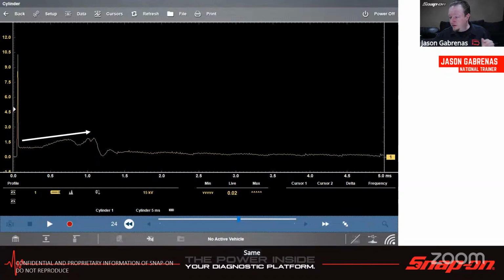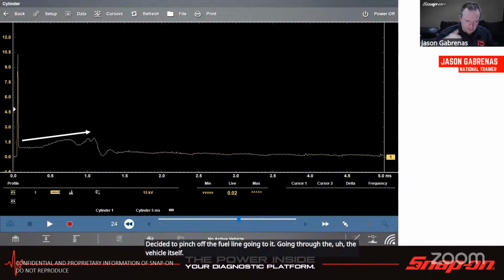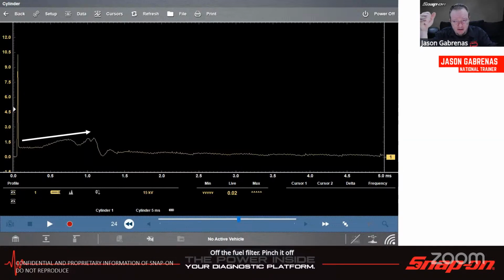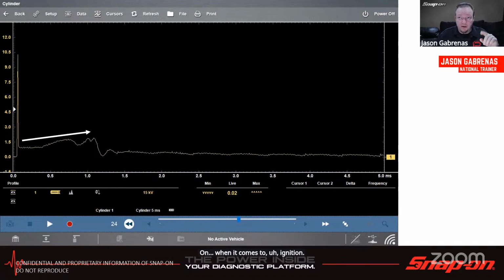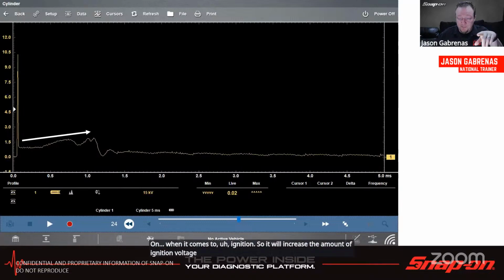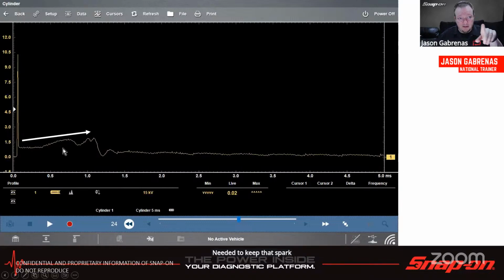Same vehicle, same cylinder, same plug. Decided to pinch off the fuel line going to the vehicle itself, off the fuel filter. Pinched it off with some pinch pliers, just enough so it would stay running, but it was running like garbage because it was running lean. Here's normal amount of fuel, then it ran out of fuel. What happens when it runs out of fuel? It goes lean. So lean means up when it comes to ignition. It will increase the amount of ignition voltage needed to keep that spark going because there's less fuel. It's more air. Air makes it more difficult.